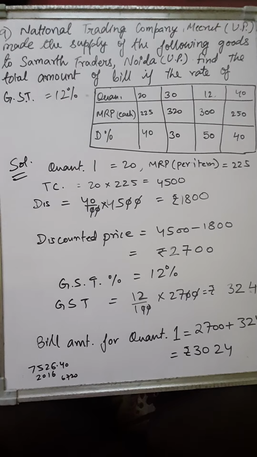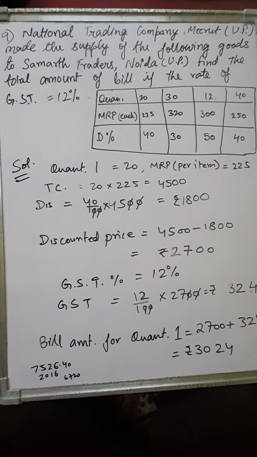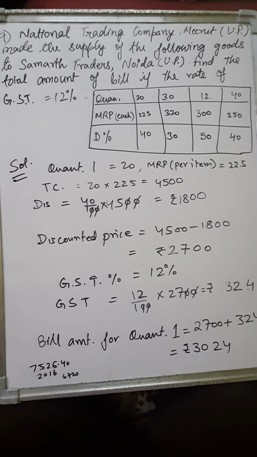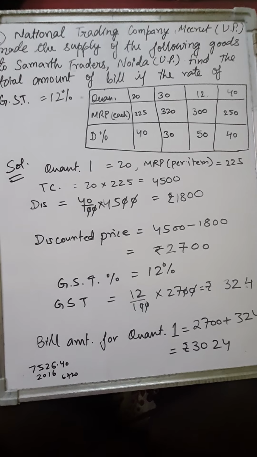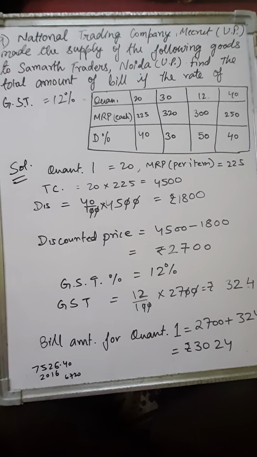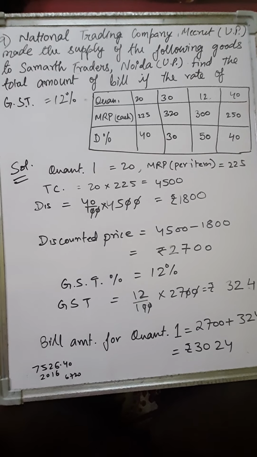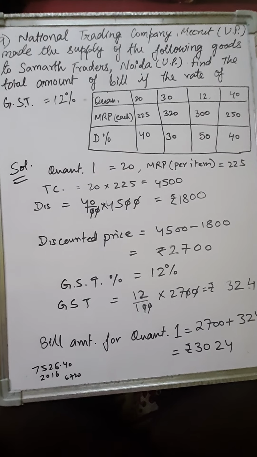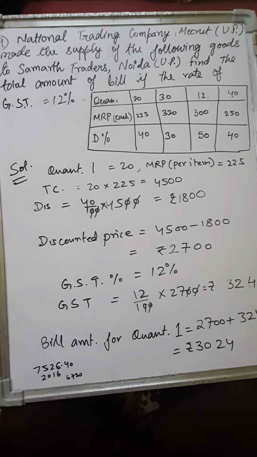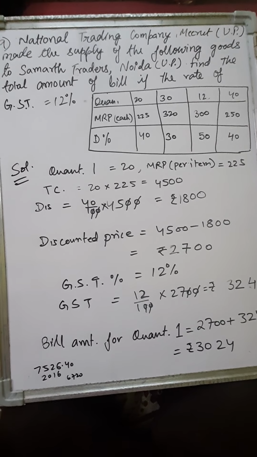Now here we can see that National Trading Company is in Meerut, UP and Samarth Traders is in Noida, UP. That means the movement, the transaction, has happened in the same state. So here we can apply CGST and SGST. Find the total amount of the bill if the rate of GST is 12%. So the GST is 12%, which means CGST will be 6% and SGST will be 6%.